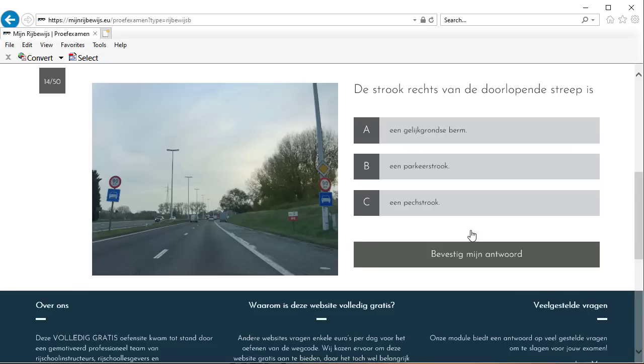The lane on the right of this continuous white line is what? A level verge, a parking place, a parking lane, a breakdown lane.